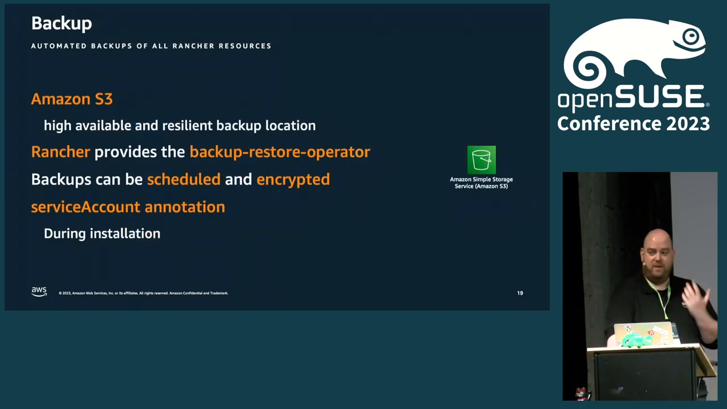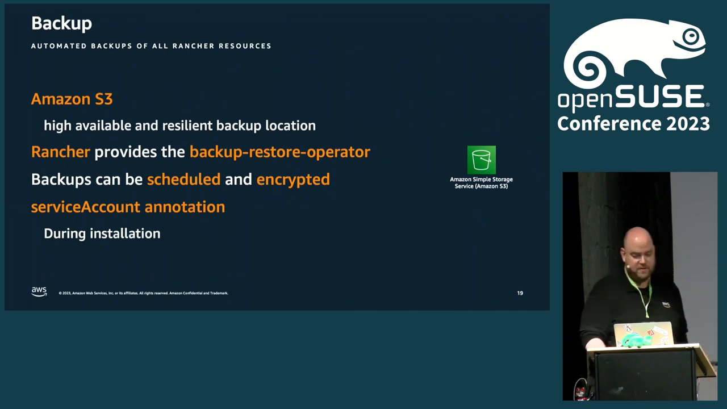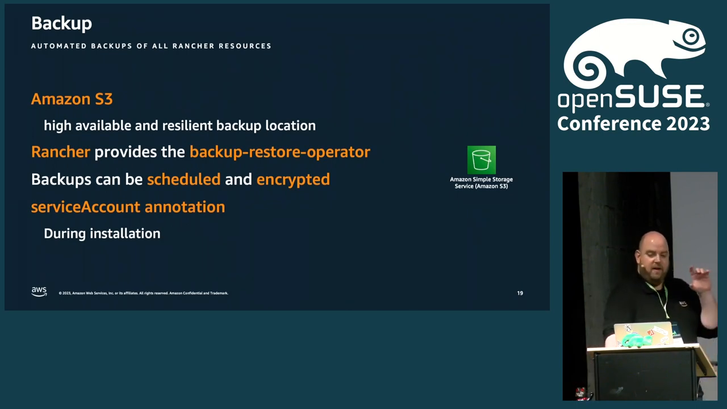Let me now take a look at what that means for Rancher and integrations with Rancher. Let's start with backup. We use Amazon S3 as a target. Rancher provides a backup and restore operator for that. I could use access keys, but we learned that for security purposes, IRSA is a better choice. So I can assign this service account annotation already during the installation of my Helm chart.